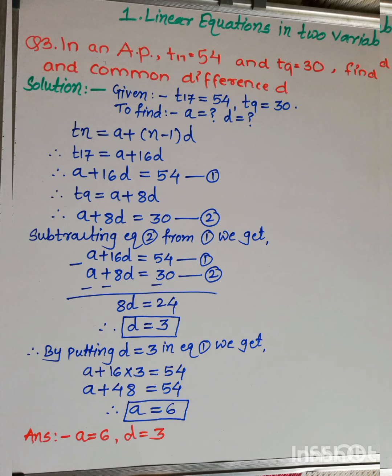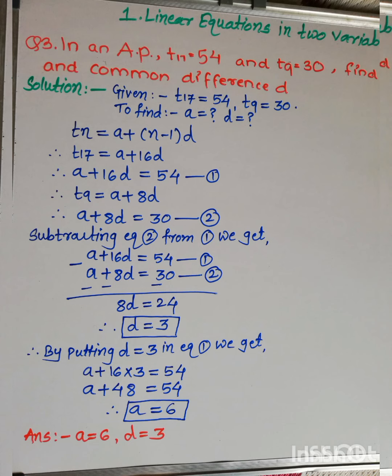Question number 3: in an AP, T17 is 54 and T9 is 30. Then find the first term A and the common difference D. Here, by mistake, the question has come from arithmetic progression, but it is there in your question bank. That's why I have translated it in English. So the given things are T17 is 54, T9 is 30, and we have to find A and D respectively.